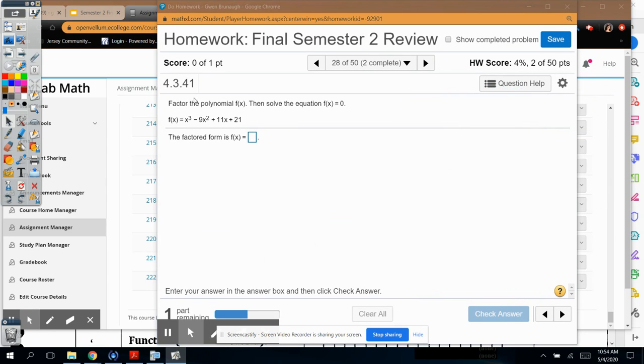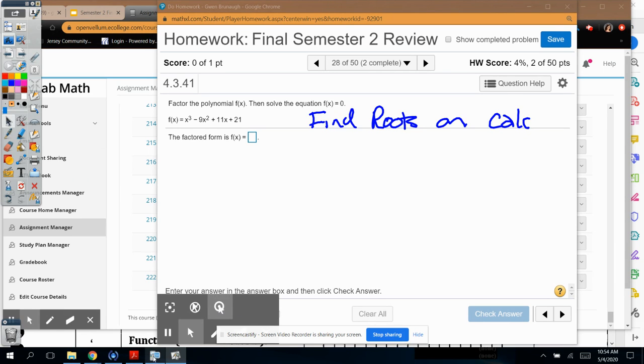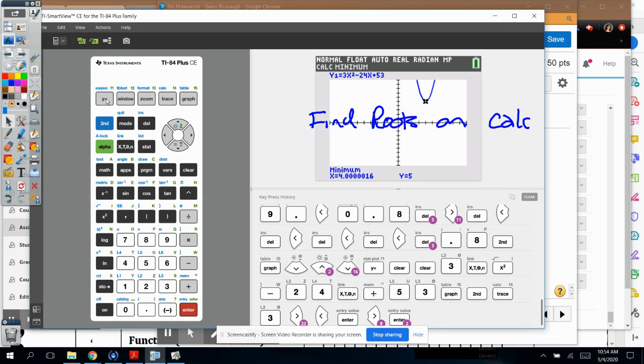This guy wants us to factor it and then solve it. I believe we can factor this from our calculator. Let's look for zeros on our calculator. Let's find roots on calculator. So type that into your calculator. I'll do it on mine here. X cubed minus 9x squared.